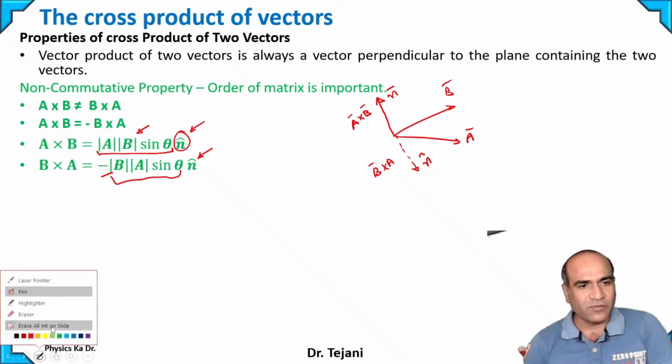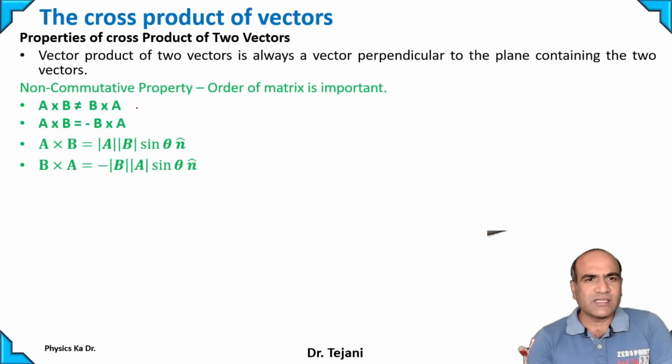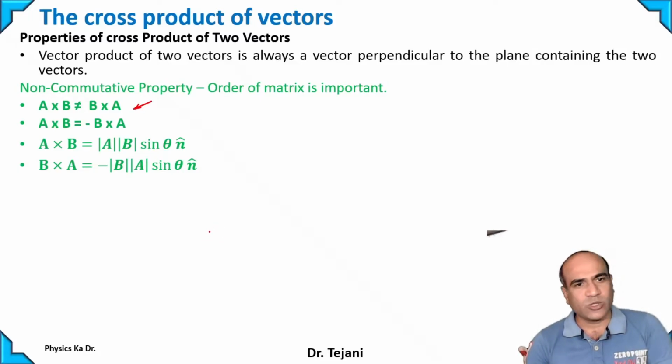In this case, therefore, this cross product of vectors is not equal, and therefore this property is known as the non-commutative property.